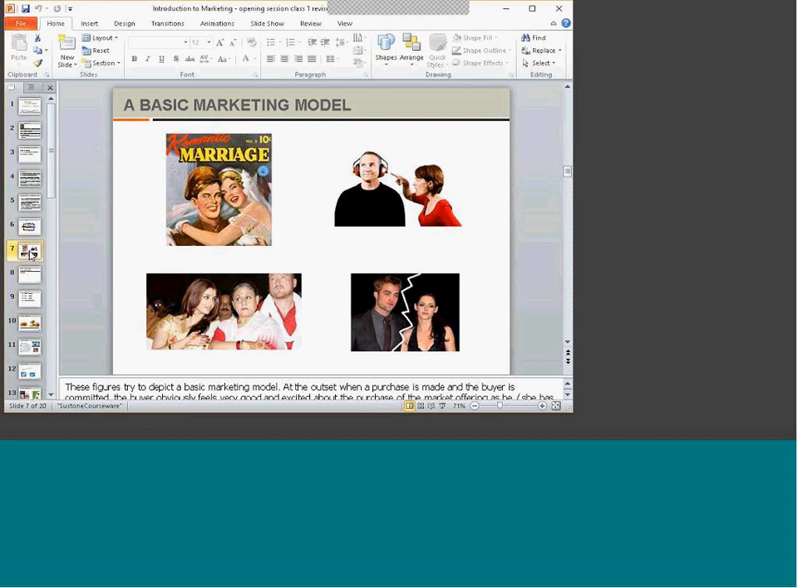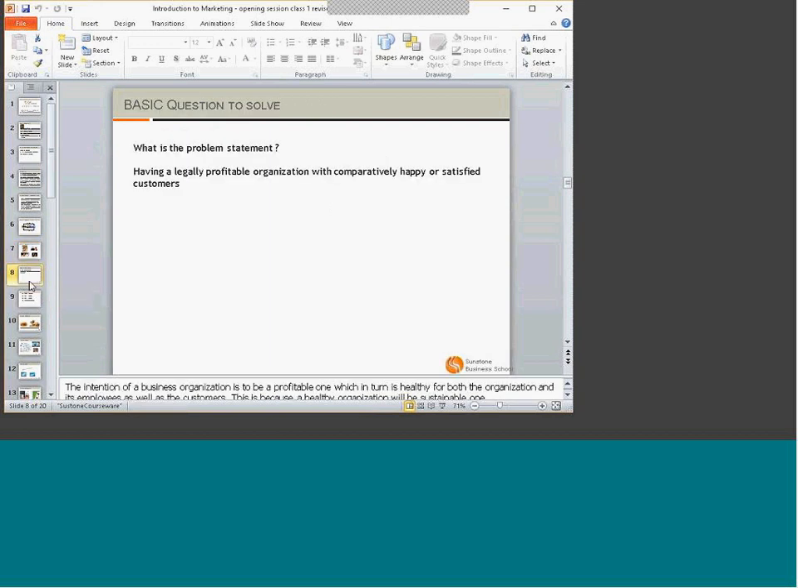How the basic marketing model works. What is the real problem statement we are solving here? Having a legally profitable organization with comparatively happy or satisfied customers. Can you use the word legally and profitable? And then profitable.